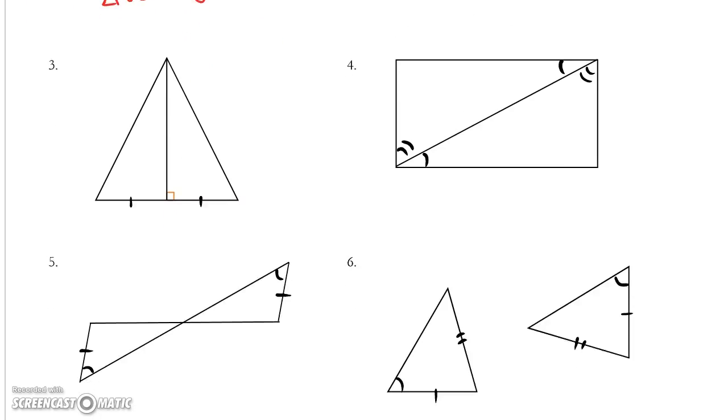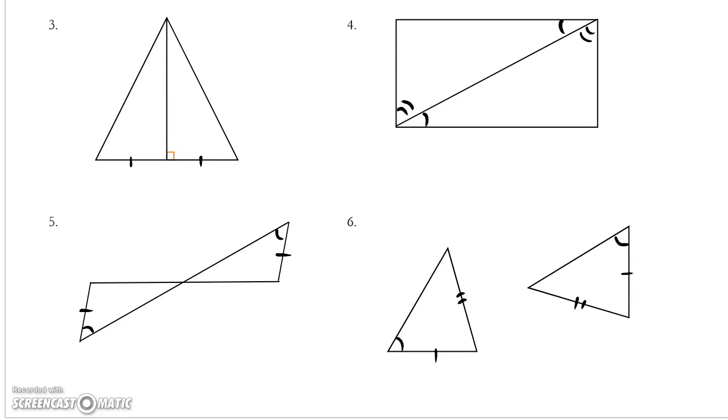Okay. Go ahead and press pause and try numbers 3 and 4. Take a look at them, mark any reflexive or vertical angles, decide if they're congruent or not, and then what method. When you're done, unpause to check your answers.